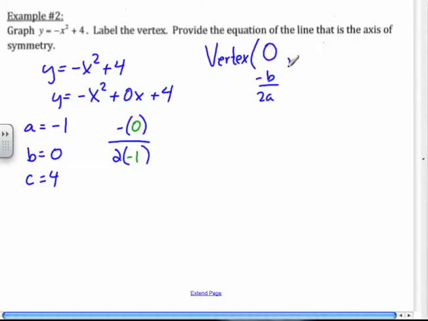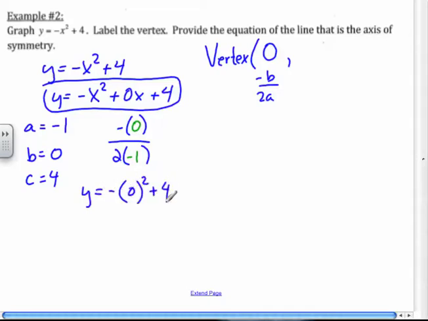Right? Let's see, how do I find the y? Fortunately, we have an equation that says y equals something. That's good. I just plug it in. So for this one, I get y is equal to negative 0 squared plus 4. Okay, that means that it's 0 plus 4, which is just 4. So the y coordinate of the vertex is 4.